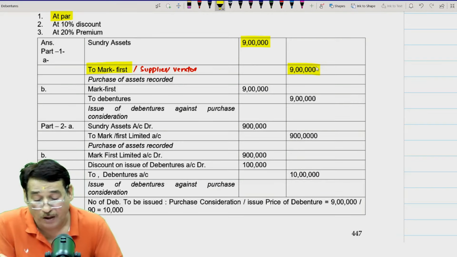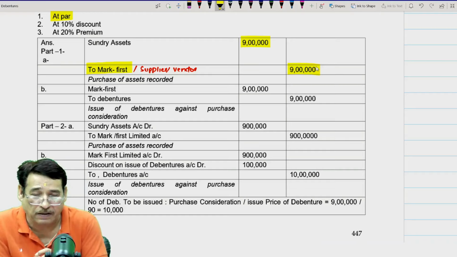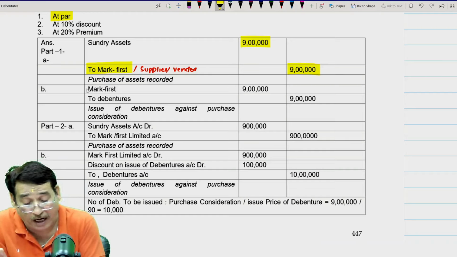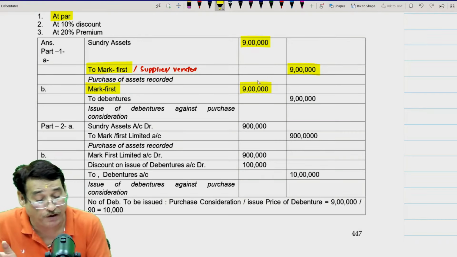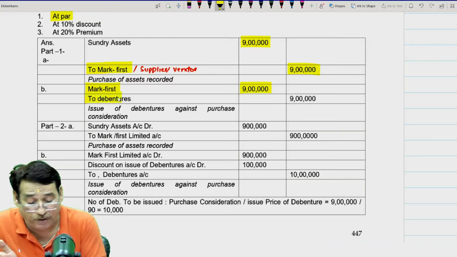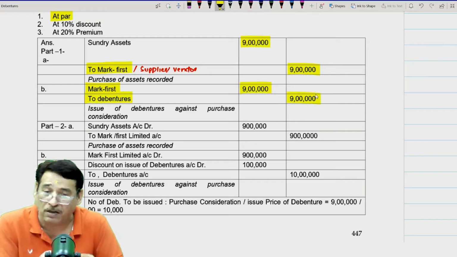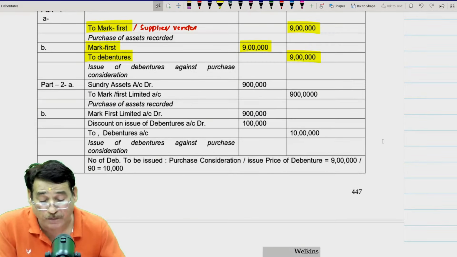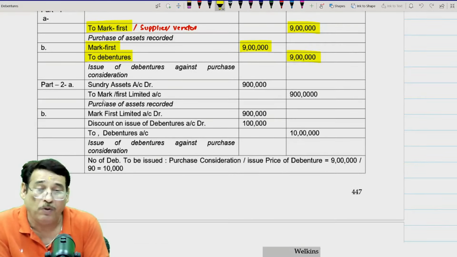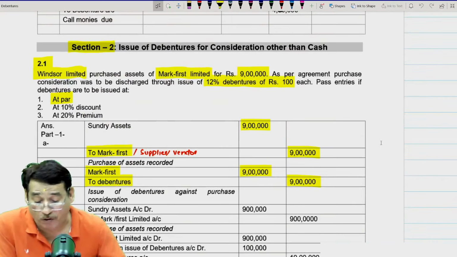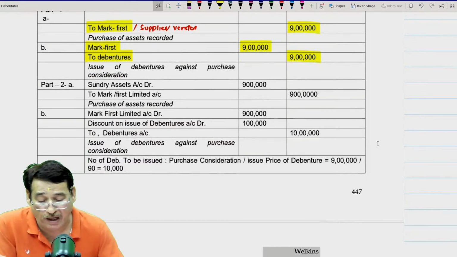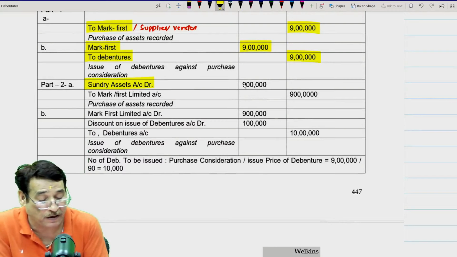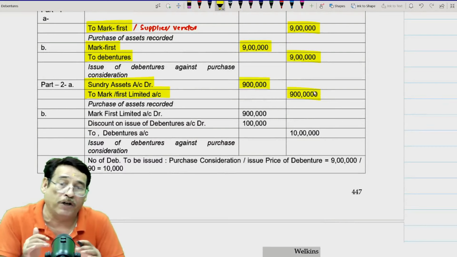Number 1. Number 2. Now, as far as first case is concerned, here you are making the payment at par. So you are going to write entry Mark First account debit. You are going to debit the Mark First with the amount of purchase consideration. And because you are issuing the debenture at par, in this case, there is no problem. Now, as far as part 2 is concerned, under part 2, we are making the payment as per the question when debentures are issued at 10% discount. So how many debentures we will have to issue? First of all, I will pass the entry sundry assets account debit 9 lakh to Mark First Limited account 9 lakh. This is the entry for purchase of assets.